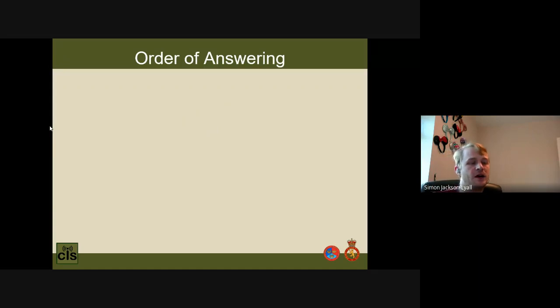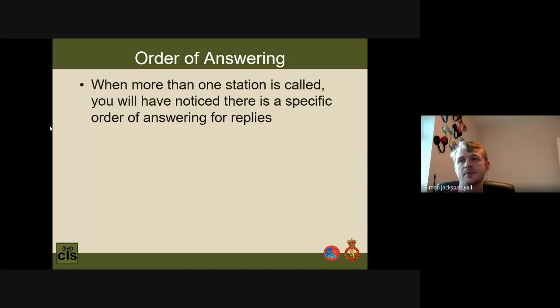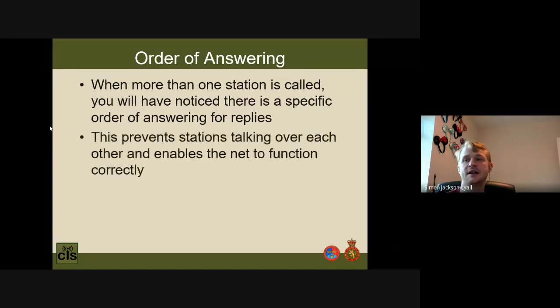So as someone rightfully pointed out, how do we know what order we're going to answer? Well, there's always a specific order of answering for replies, and that means that everyone knows where they fit within the group. And so if there's multiple people that need to respond, everyone knows which order they need to respond in. And that stops people talking over each other or transmitting over each other and enables the net to function correctly.